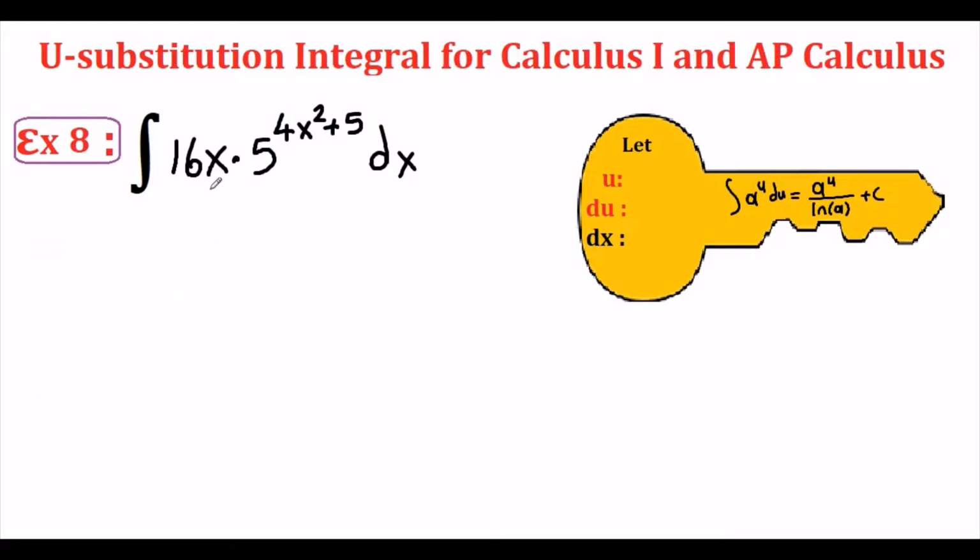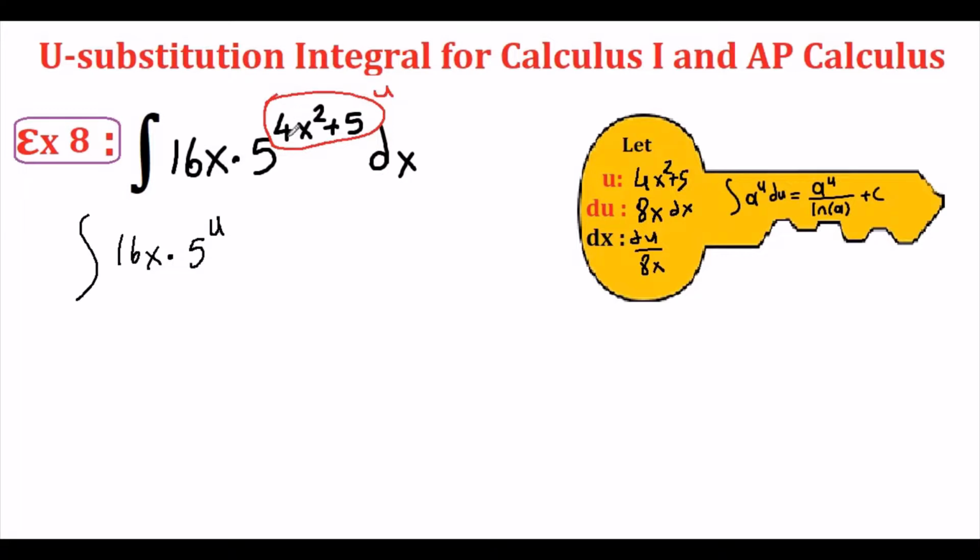Example 8. Integral of 16x times 5 raised to the 4x squared plus 5 dx. Here we are going to call the power of 5 u. If u is 4x squared plus 5, then du will be the derivative of this, which is 8x dx. And if you solve for dx, dx will be du over 8x. Now let's rewrite everything in terms of u. 16x times 5 to the u, because 4x squared plus 5 is our u. And instead of the dx, we have du over 8x.